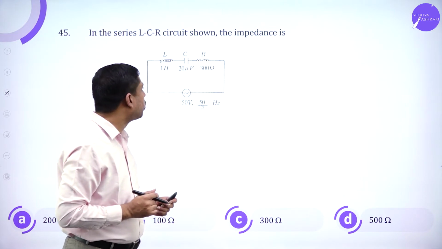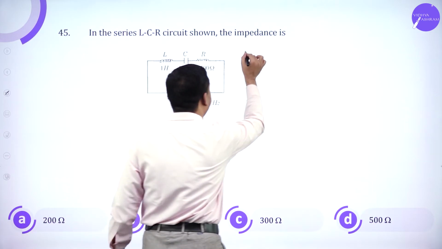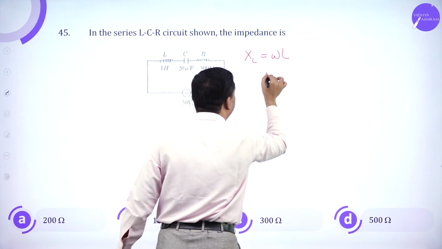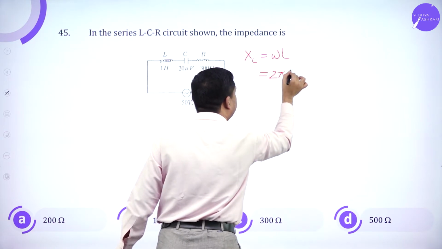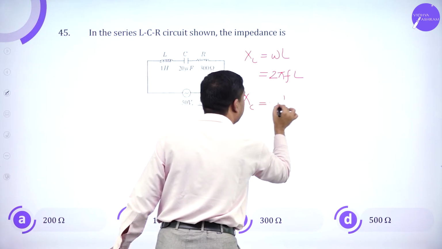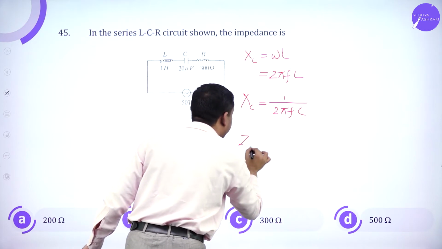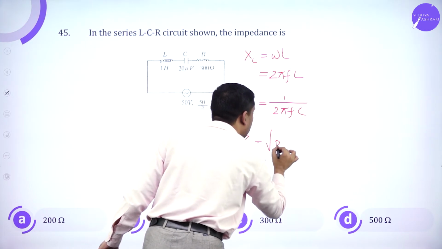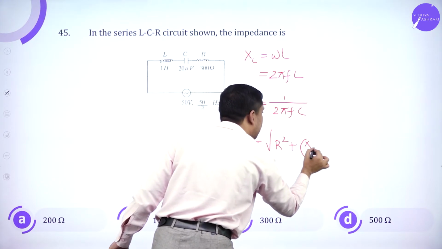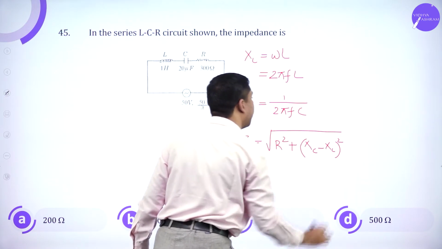Again, an assignment question. Very simple. You need to find the impedance. Calculate XL, which will be 2 pi F L. Calculate XC, 1 by 2 pi F C. Impedance is root of R square plus, here XC will be more than XL, XC minus XL whole square.